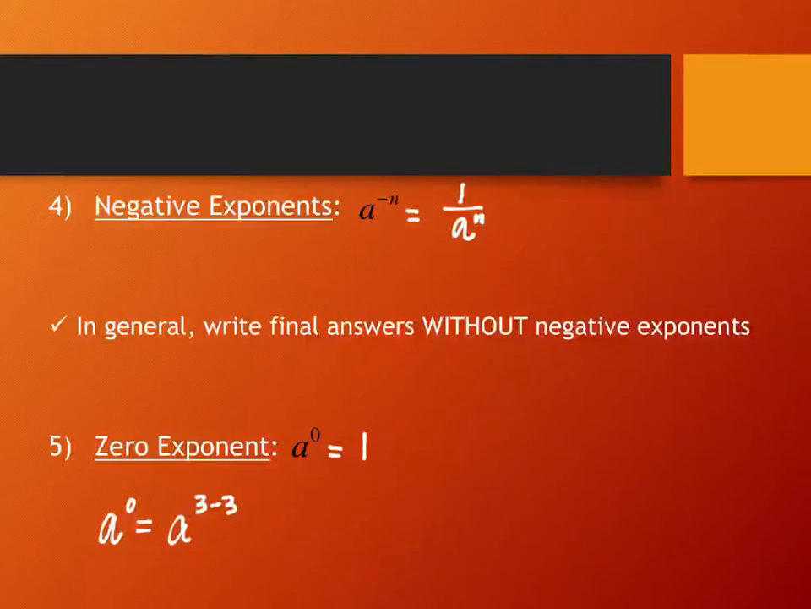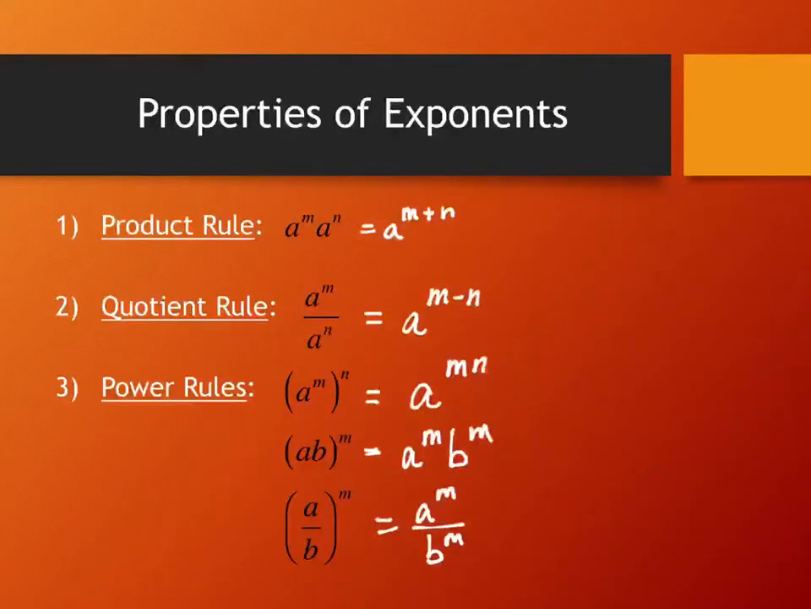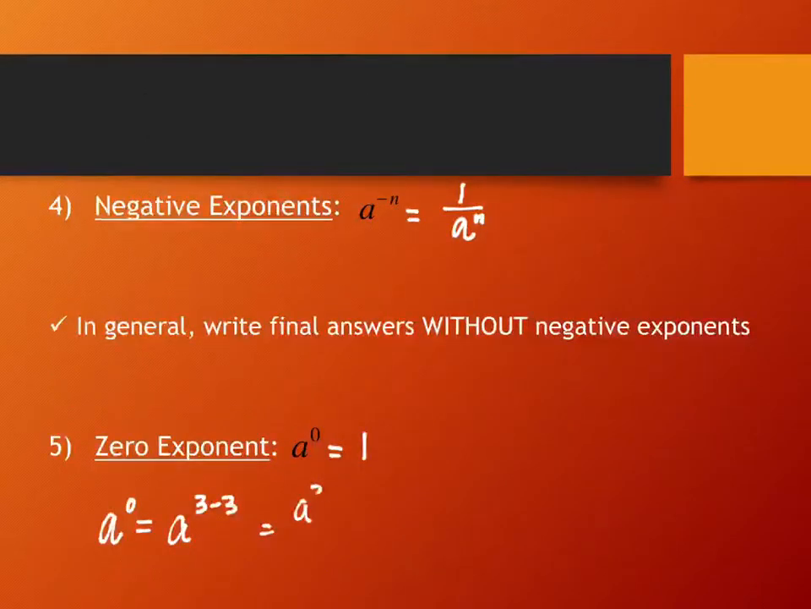3 minus 3 is 0, right? Sure. The property over here at the bottom, number 2, we can actually use from the right-hand side back to the left-hand side. So instead of having it written as 3 minus 3, I can actually rewrite this as a cubed over a cubed. And what happens when you divide something by itself? It's 1. So that's actually a proof of why this is true, except that if I were proving this, I wouldn't use 3's, I'd use n's. But that's why this works.